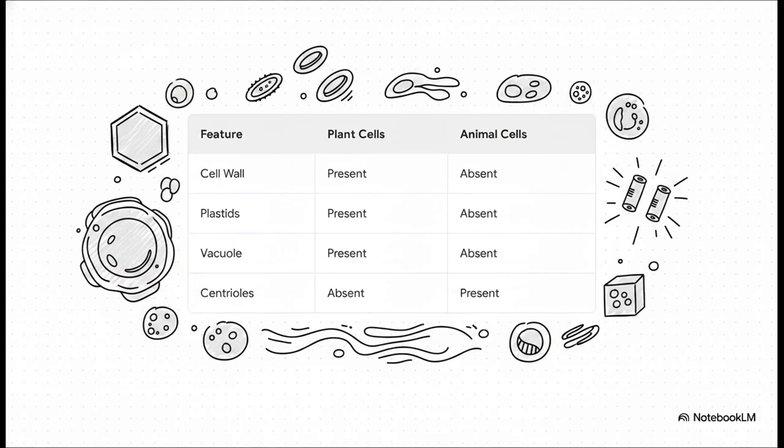When you compare them, plant cells are equipped with a rigid cell wall, plastids for things like photosynthesis, and a large central vacuole. Animal cells, they lack all of those. But on the flip side, animal cells have centrioles, which are absolutely crucial during cell division, and those are totally absent in plant cells. It's a perfect example of form following function.